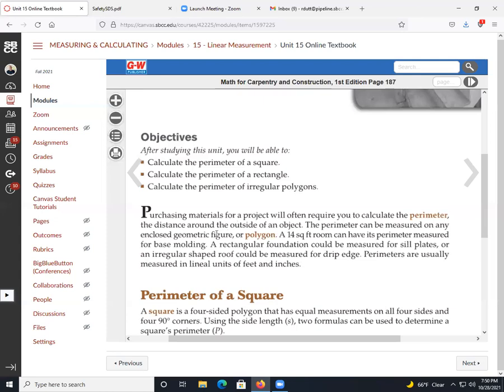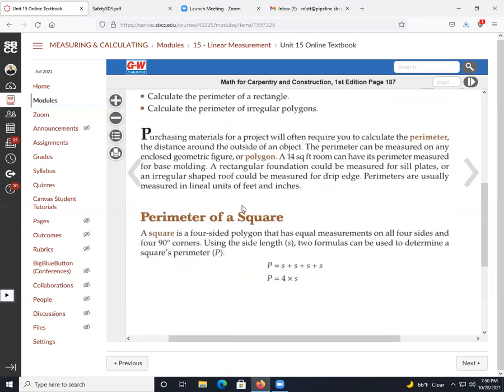The perimeter can be measured on any enclosed geometric figure or polygon. A 14 square foot room can have its perimeter measured for base molding. A rectangular foundation could be measured for sill plates. An irregular shaped roof could be measured for drip edge. Perimeters are usually measured in lineal units of feet and inches.